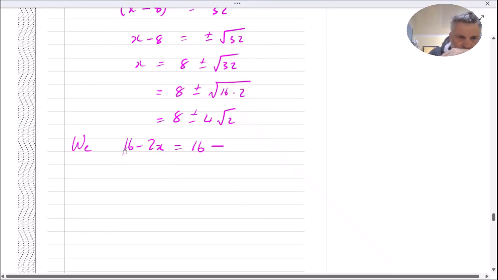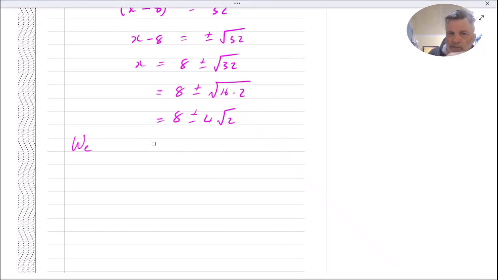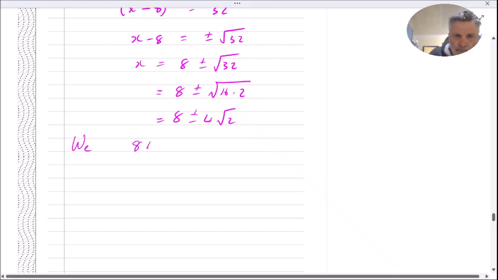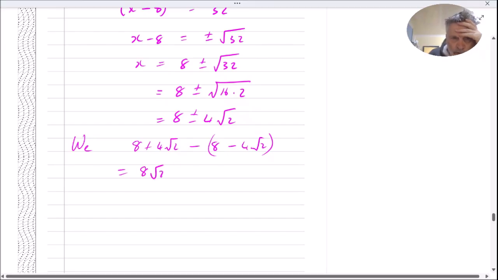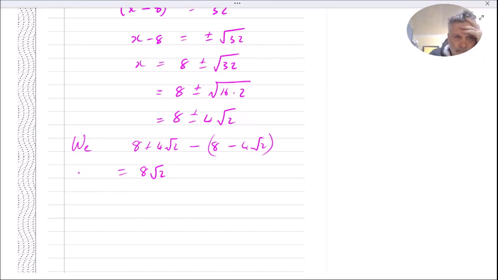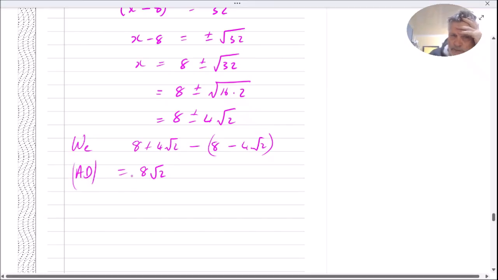Actually, I think we want the difference between these two roots. So we want 8 plus 4 root 2 minus 8 minus 4 root 2, which is going to give us 8 root 2. AD is equal to 8 root 2. I think that's the solution.